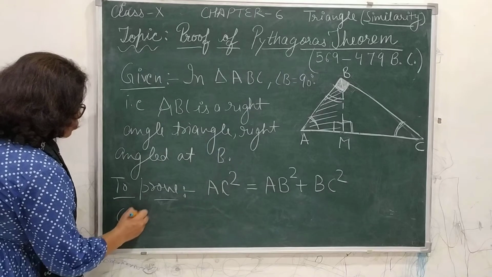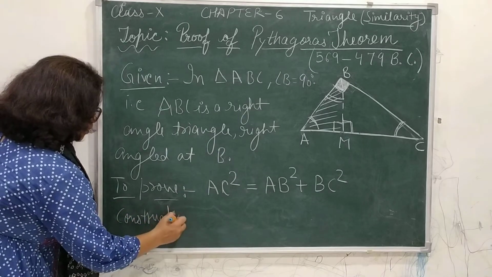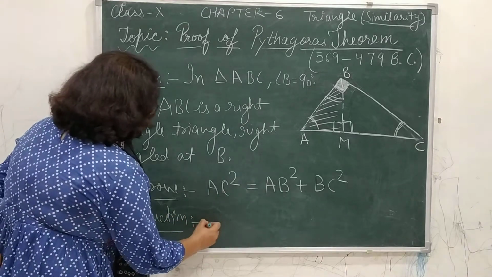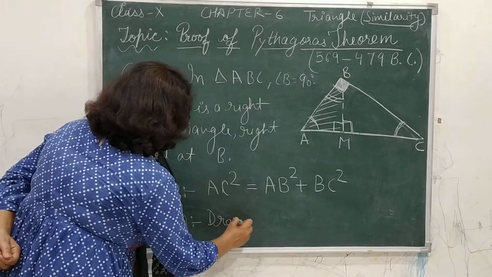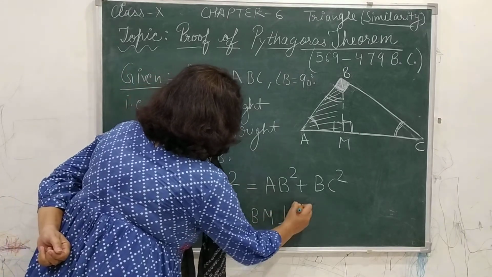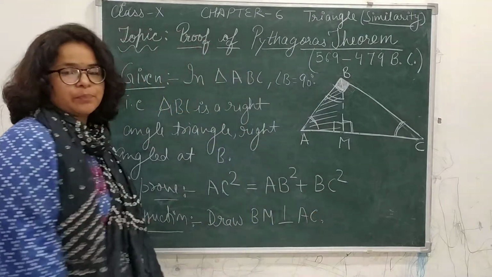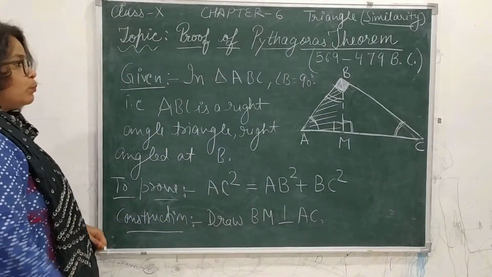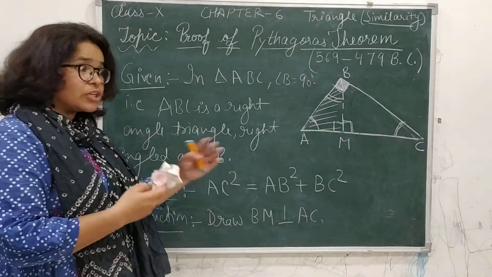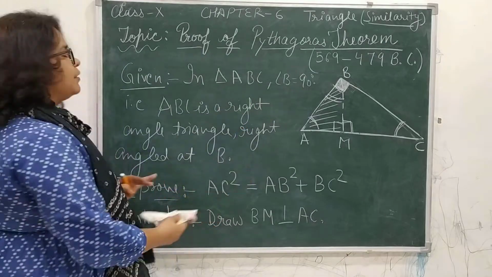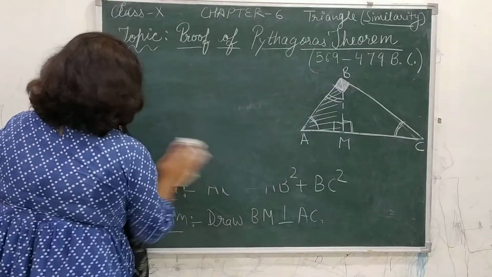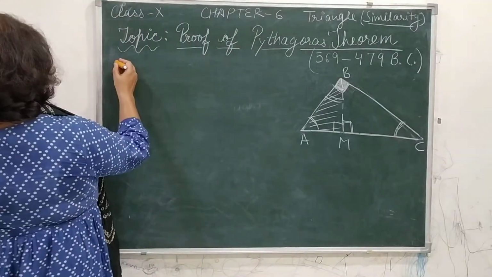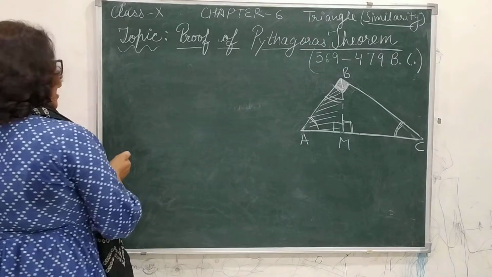So very fast, let us do the construction here. You can see in the diagram the dotted line always shows the construction. So construction is draw BM perpendicular to the hypotenuse AC. So this is our given, to prove, and construction. Using all this we will be able to prove the Pythagoras, and remember the result which I just proved, that all these three triangles are similar. So again I am going to start with the triangle A and B. So the proof, we have the proof with us.